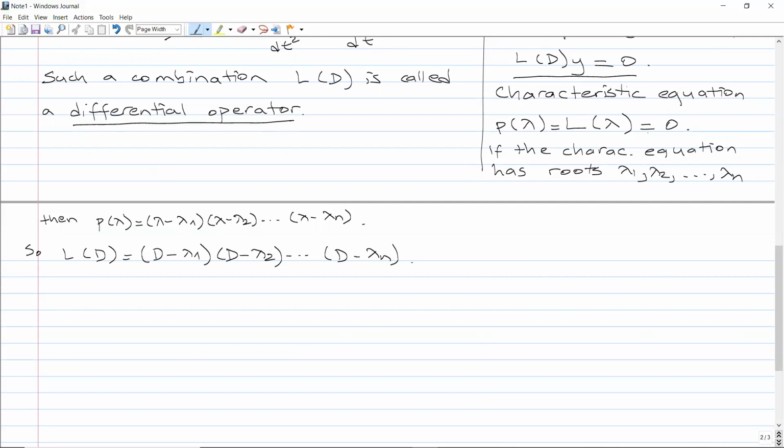So now we consider the problem from the other direction. In solving the differential equation, we are given the equation, and we are trying to find a function. Now consider the reverse problem. Given a function f of t, we try to find a differential operator so that when we apply it to the function f, we get 0.